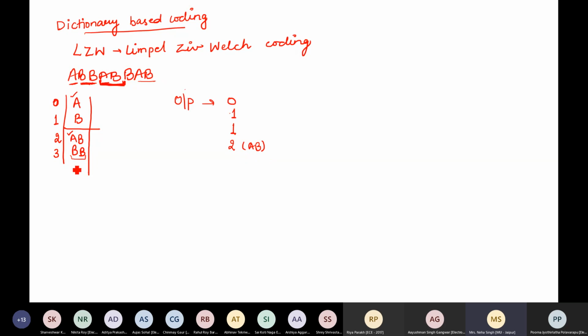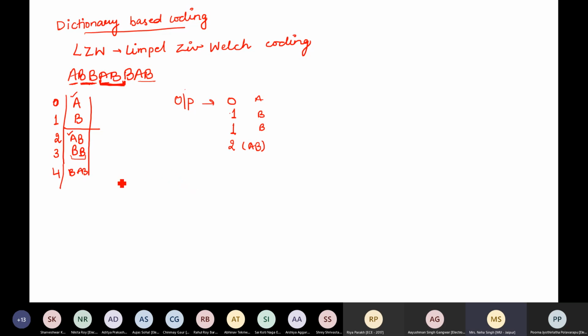But at this point, I need to make an addition to the dictionary. So now what the addition would be, whatever is the previous thing that I sent out. This was A, this was B, this was B. So what is the new entry to the dictionary? B is followed by AB. So now I have a longer combination added to my dictionary, so that in future, if I have B, A, B together, I should directly give out the code equal to 4, right?